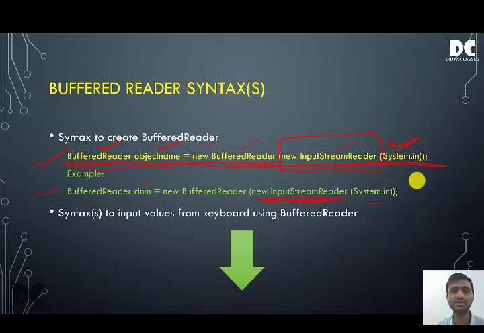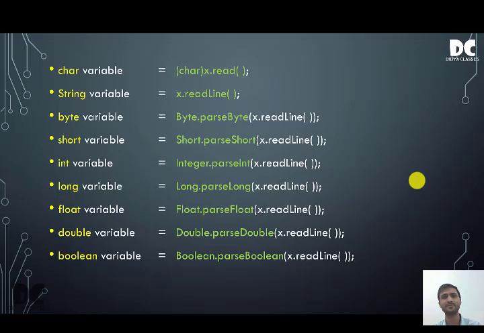Now we'll see the syntaxes to input values from the keyboard using buffer reader. We can input all types of values using buffer reader: all types of integer values, byte, short, int, long, all types of real values, that is float and double, single character values, string values, and boolean values. All the 9 types of values that we studied in chapter 3 of class 9.